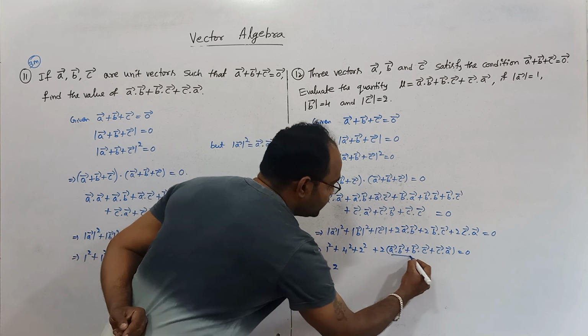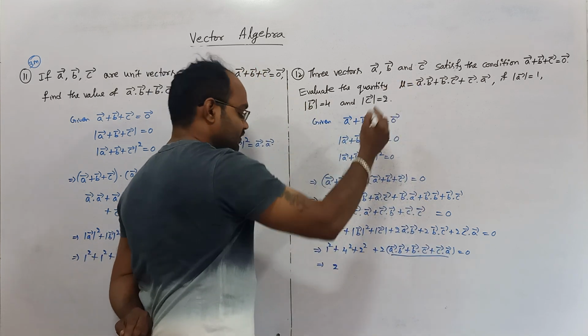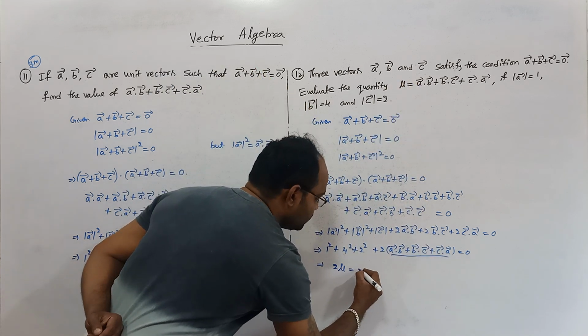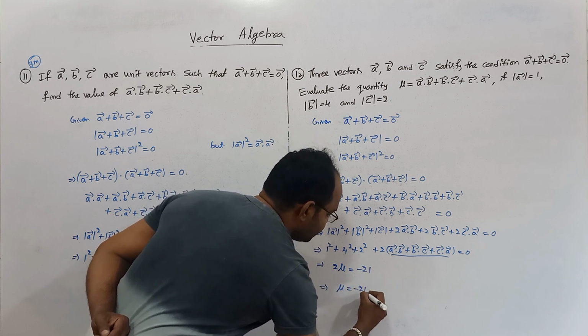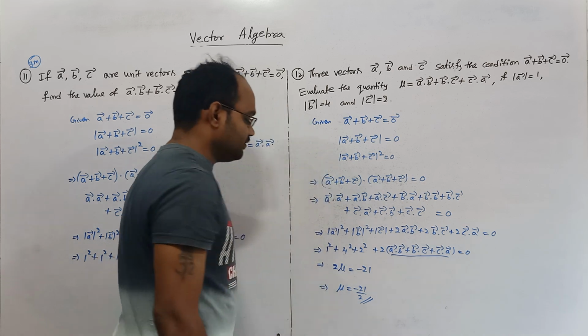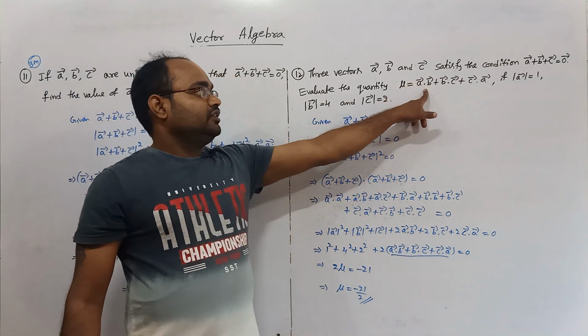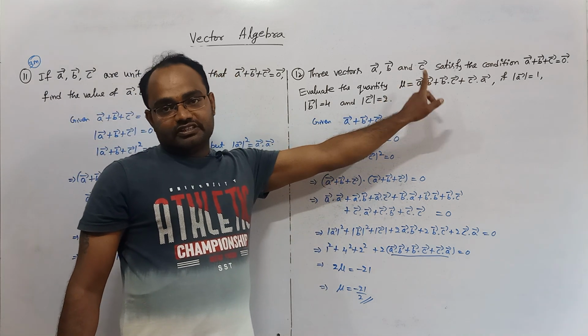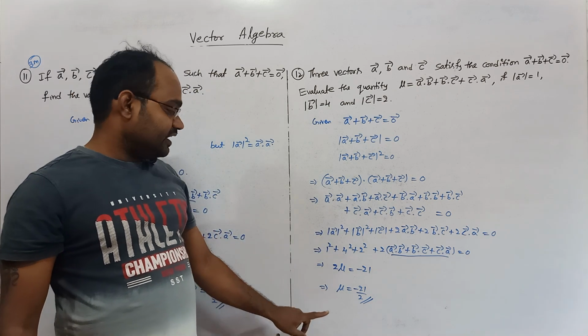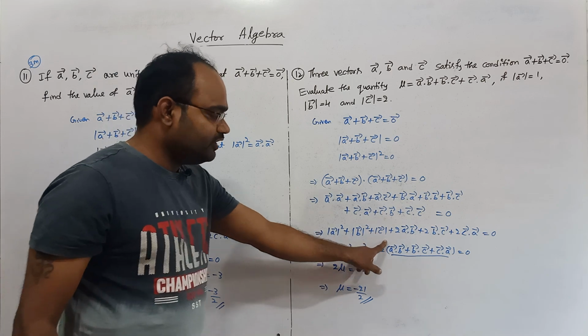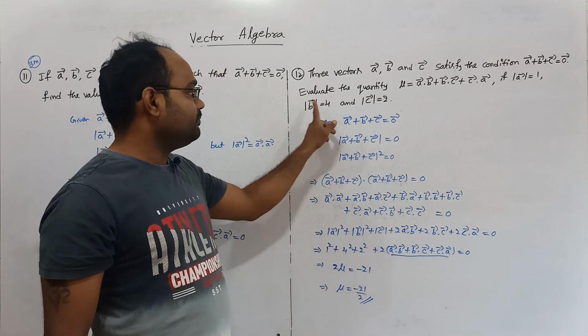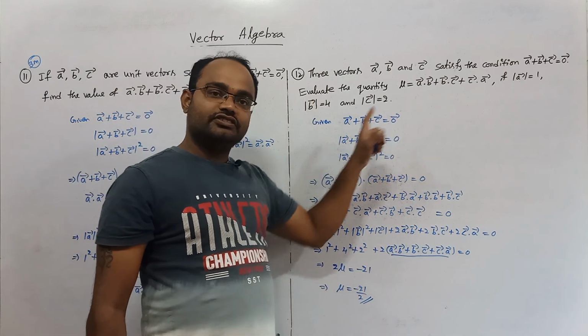2 times this value, what is it? It is given as mu. So 2 mu is equal to minus 21. This implies mu is minus 21 by 2, which is the required value of a dot b plus b dot c plus c dot a. Right, same format. Instead of magnitudes being unit vectors, here different magnitudes are given, that's all, same form.